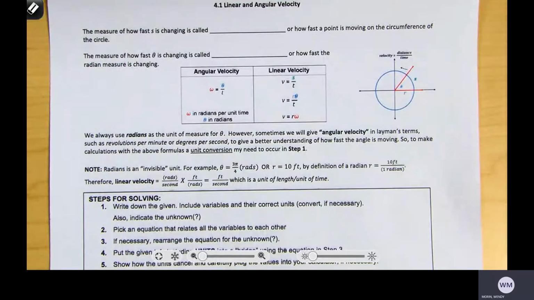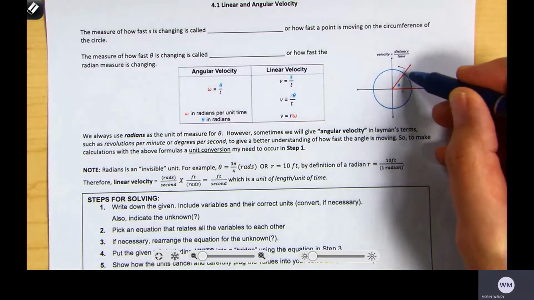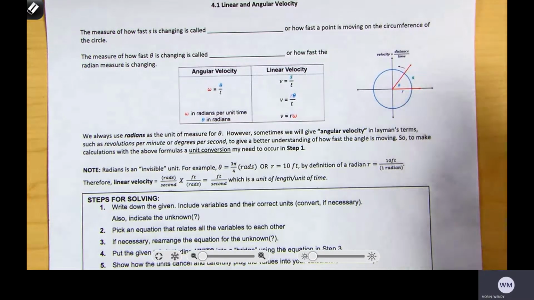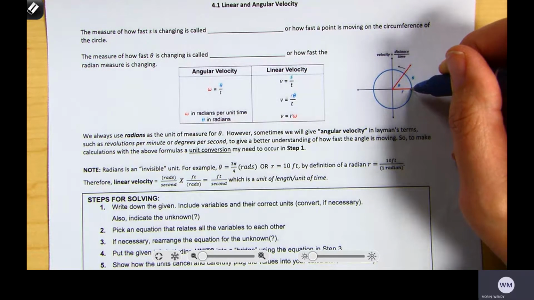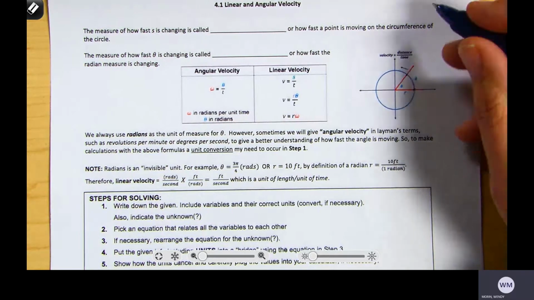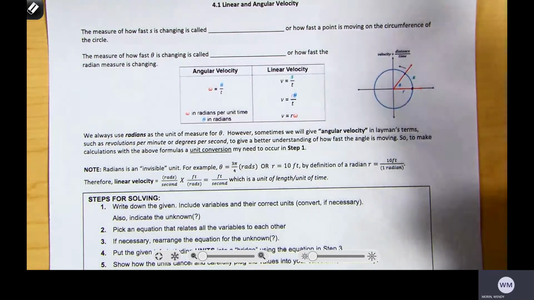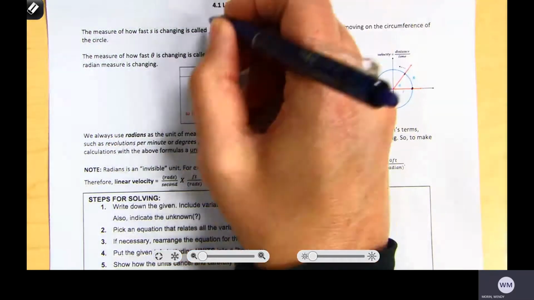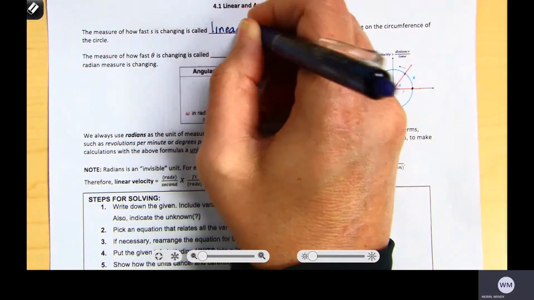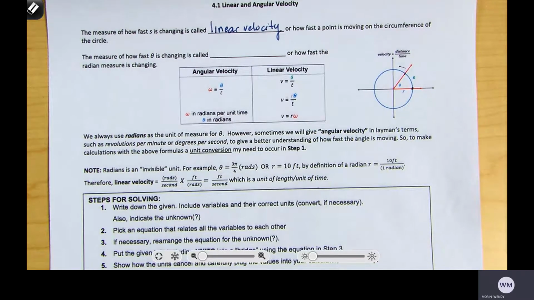Okay, welcome back. We have already discussed s equals r times theta for the distance, the arc length. What we are going to now discuss is if there was a point on the circle, how fast would it move around the circle? Or if I were to rotate a circle or say a tire, how fast is the angle changing? So the measure of how fast s is changing is called linear velocity, or how fast a point is moving on the circumference of the circle.